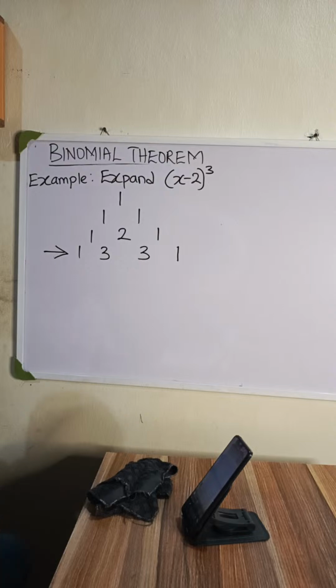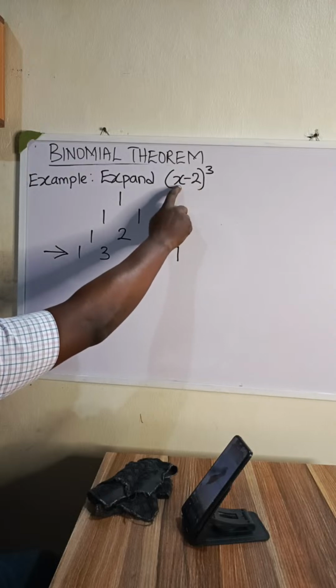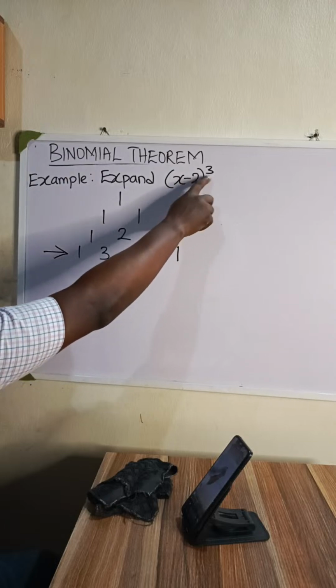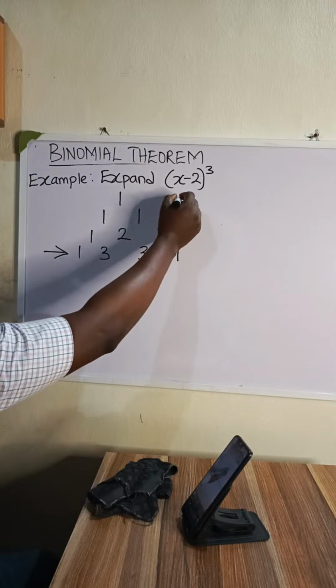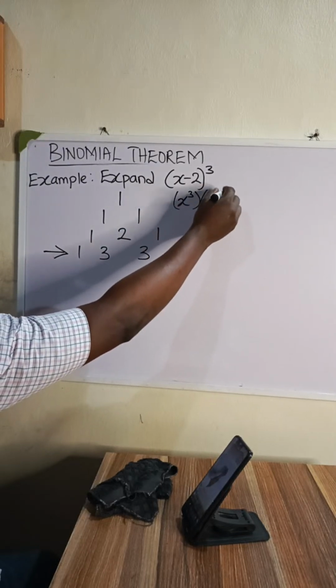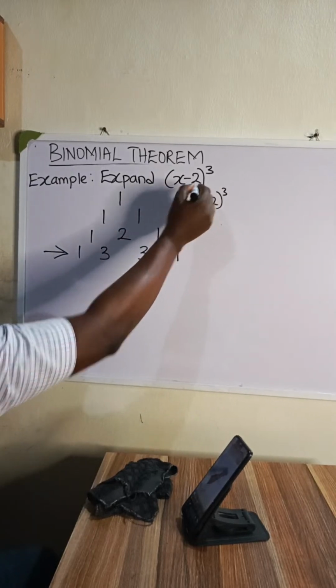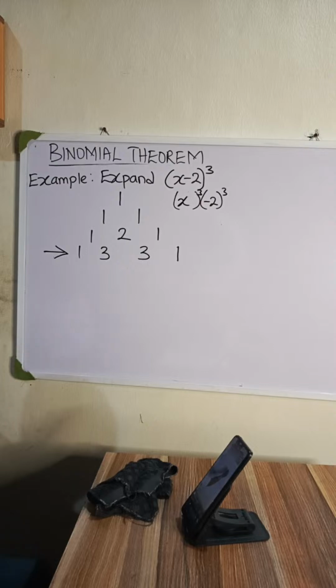Ready? So first of all, we are going to assume that these two terms, remember these are terms, term 1, term 2, they are each going to become x to the power of 3 minus 2 to the power of 3. For example, sorry, this is to the power of 3. Okay, we're going to assume that.